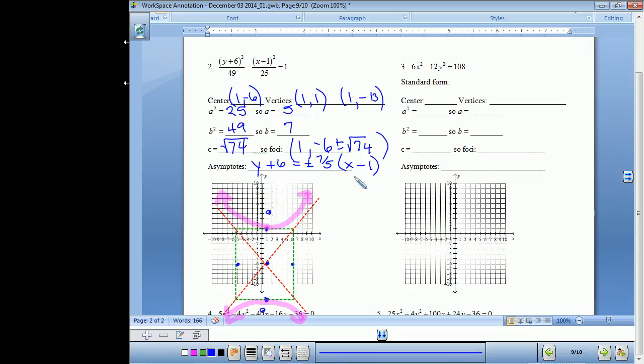What if they're not in the right form, like number 3? What do you have to do? You have to get them in the right form, and sometimes you have to complete the square to do that. Now, be careful when you complete the square, because you're going to have to factor out a negative to complete the square on hyperbolas. So watch out for factoring out the negative when you complete the square. This last sheet I'm giving you is the homework.